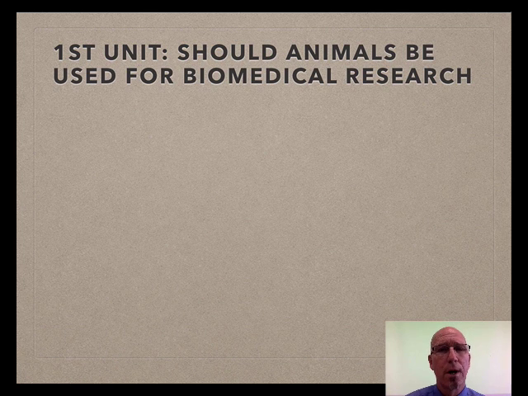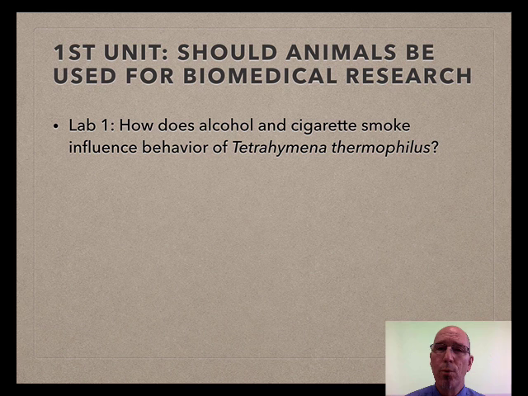Our first unit this year is going to look at this question: should animals be used for biomedical research? We're going to do several labs in the science lens, and the first one has to do with an organism called Tetrahymena thermophila. Tetrahymena thermophila is a little protist. It's a single-celled organism that has cilia. We're looking at this ciliated organism and looking at what happens when we expose it to alcohol and to cigarette smoke extract.